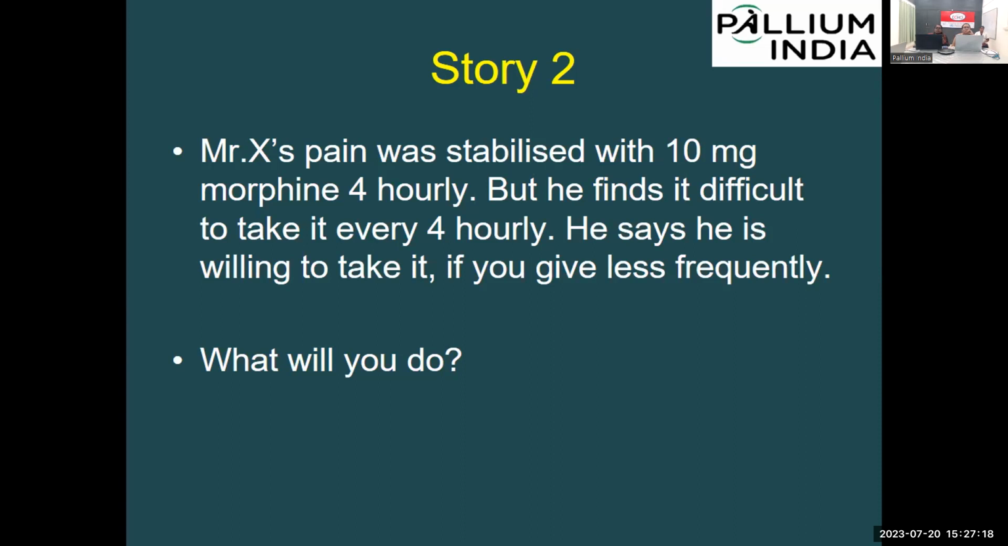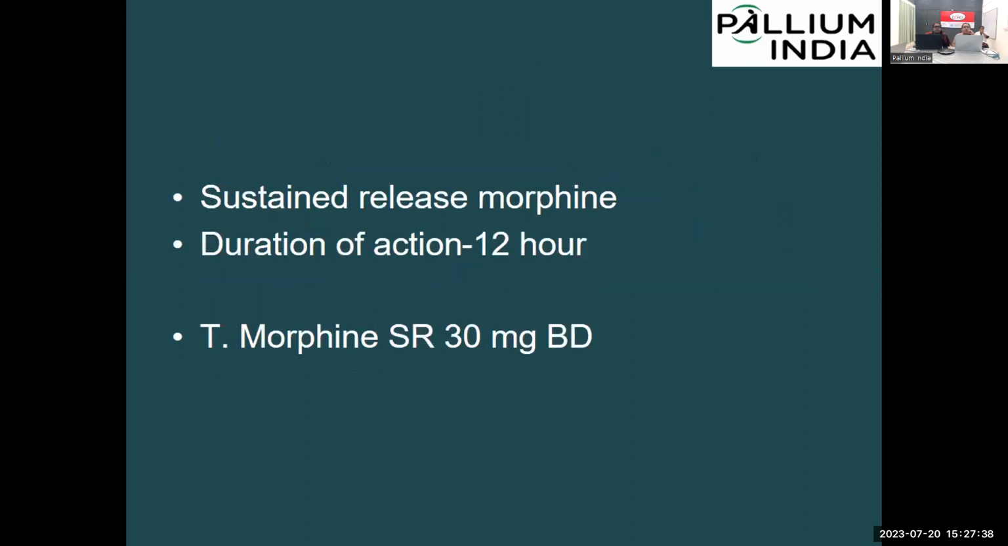Q6 hourly? Thank you, Maria, for that response. Yes, we can, with a double dose at night. So, as Maria has suggested, we can go for sustained release morphine, which has 12 hours of duration of action. The patient whom we have started on 10 milligram Q4H of morphine has a total morphine dose of 60 milligram in 24 hours. So he can be started on 30 milligram twice daily of a sustained release preparation of morphine. Thus we can reduce the frequency of morphine.